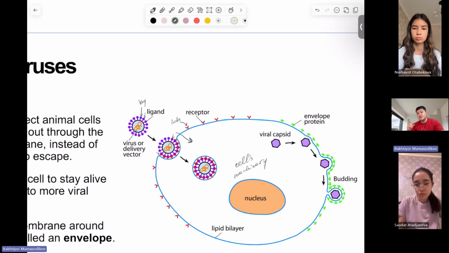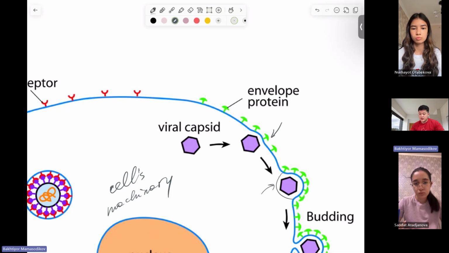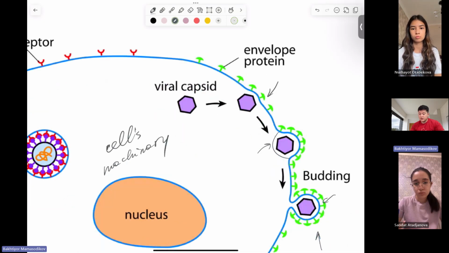When it's ready to leave, instead of destroying the cell, the new viruses just bud off from the cell. Budding off means they take off some membrane of the cell. This is the outer membrane, and it will be taken off by the virus. This is called budding. Now this is the envelope. You can see this is the envelope protein. Now these viruses have an envelope.